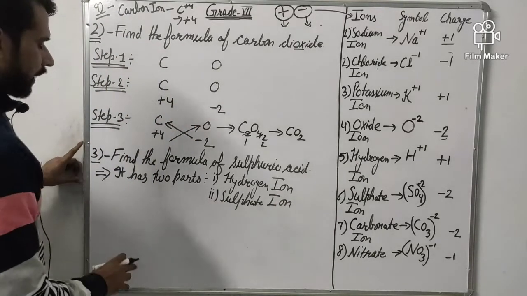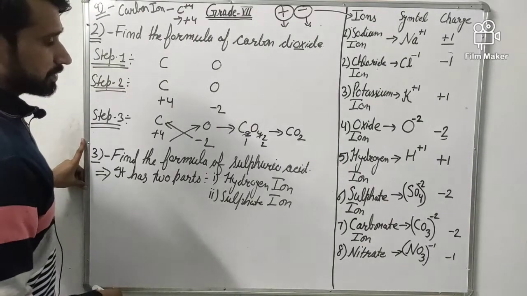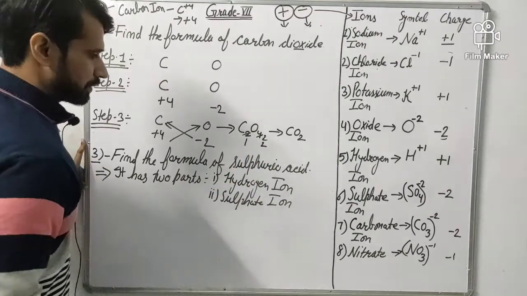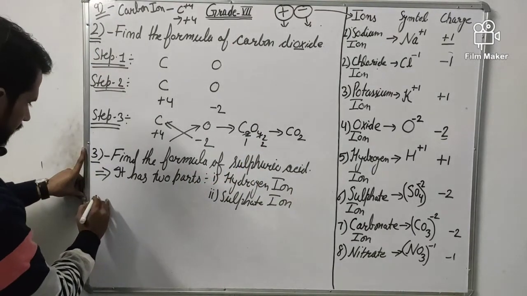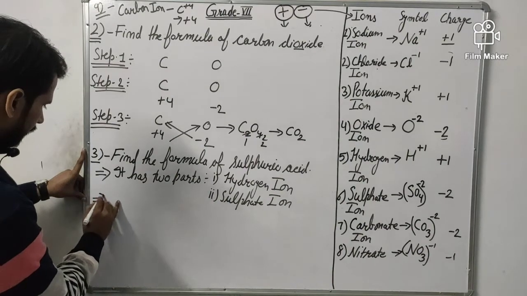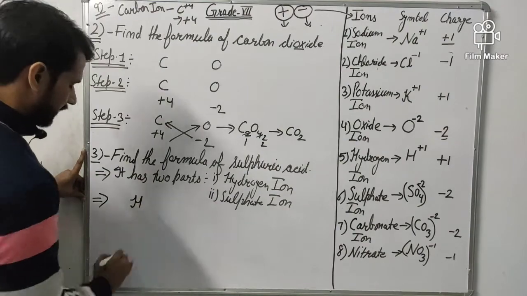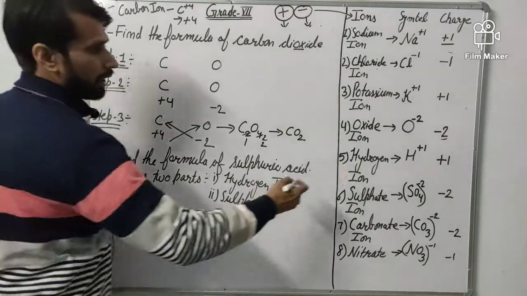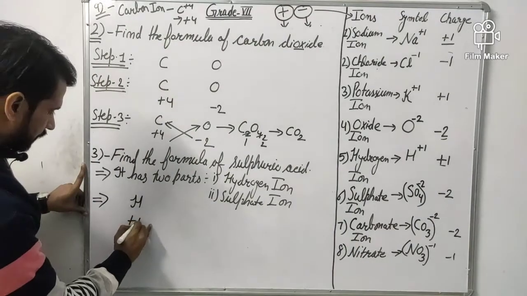Okay, sometimes you don't have the name of the elements in the formula, like sulfuric acid. So now it is easy for you. You can do it directly. Hydrogen ion. First step, write H. Symbol of the hydrogen is H. Hydrogen has charge +1. So below H you write +1.